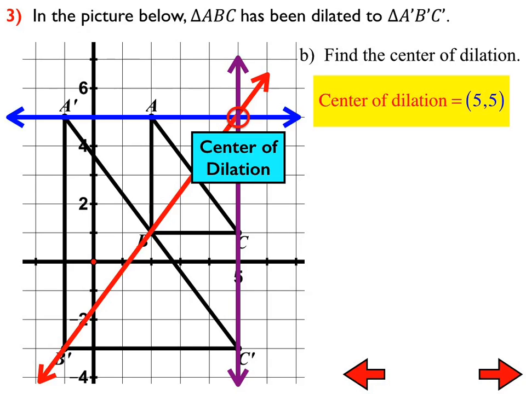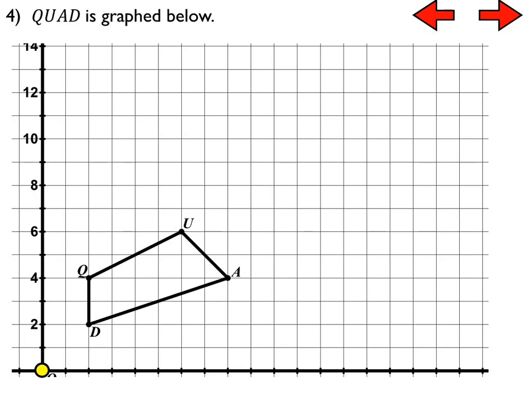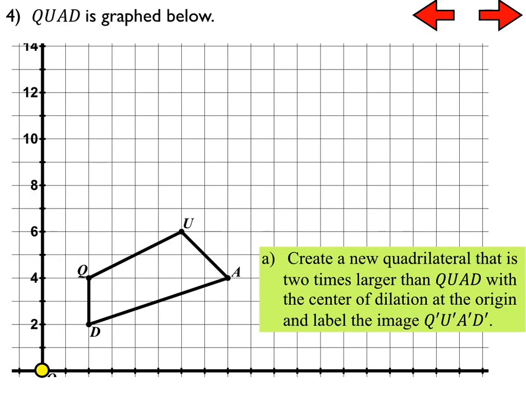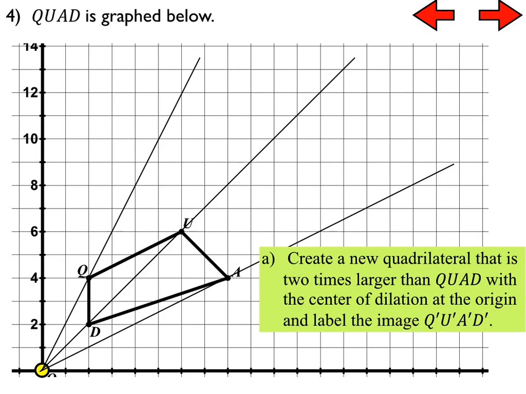All right, so let's go to number 4 now. In number 4, the first thing that we're asked to do is to create a new quadrilateral that is 2 times larger than the original one with the center of dilation at the origin, and then label it correctly. So the first place that you need to start, and this just is to give you some direction, is to draw lines through the center of dilation and all of the vertices. So what I mean is something like this.